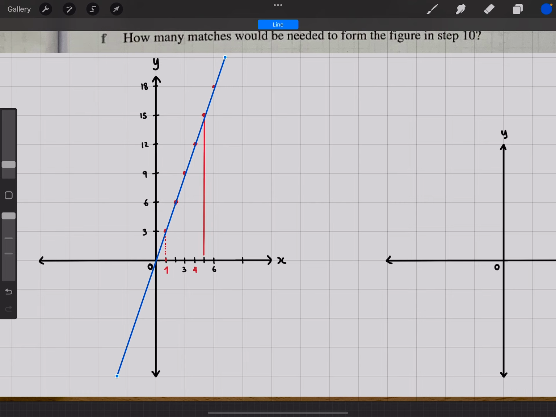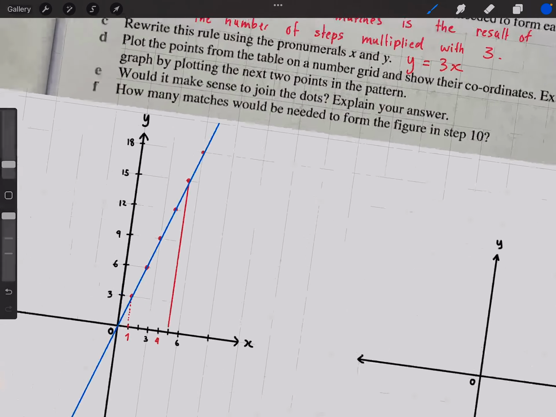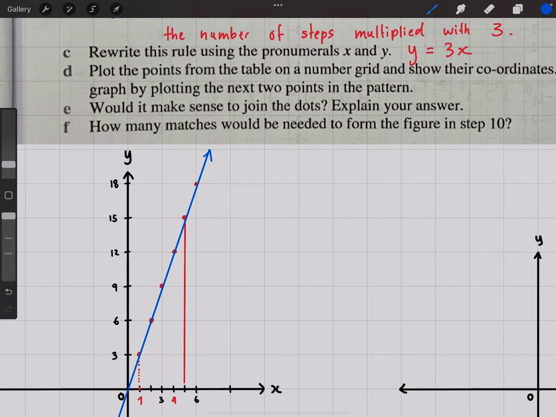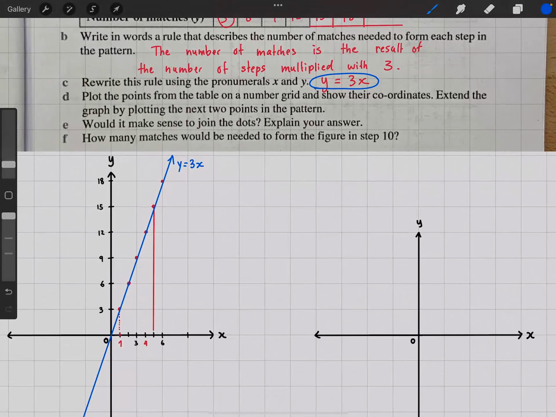There we go, perfect. And this blue line will be your equation y equals 3x, which is what we had here. Okay, now that was question D.